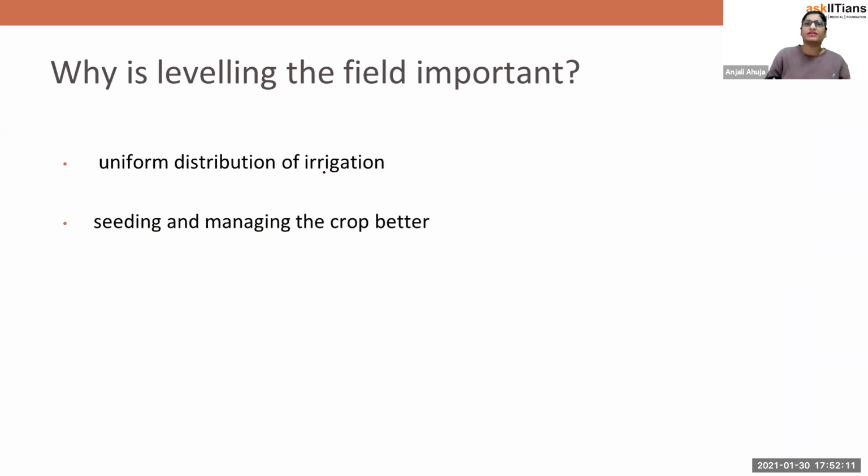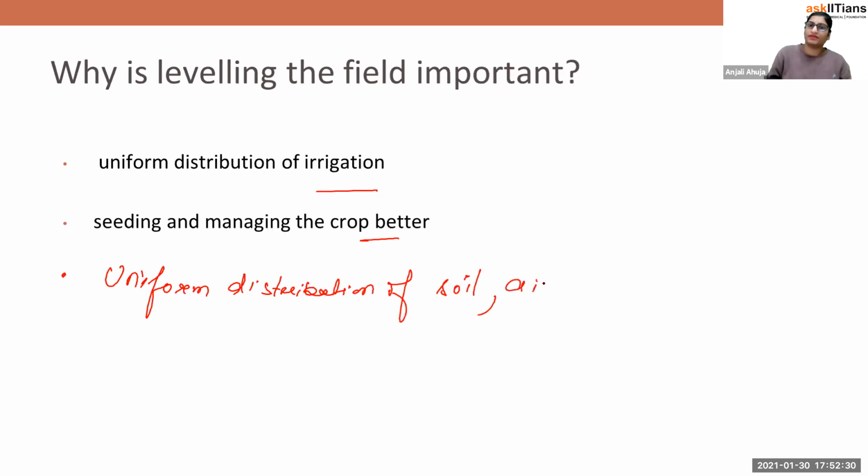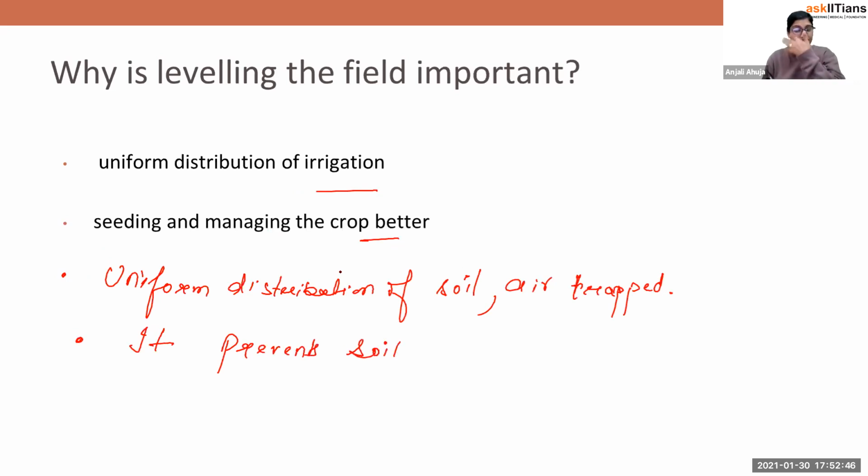Leveling is important for uniform distribution of irrigation and seedlings, and for managing the crop better. It also helps in uniform distribution of soil and air trapped in it, and it prevents soil erosion. You can write these points other than the one that I was showing you. Leave that, it's actually leveling at a higher scale. We don't have to get into that. It prevents soil erosion.